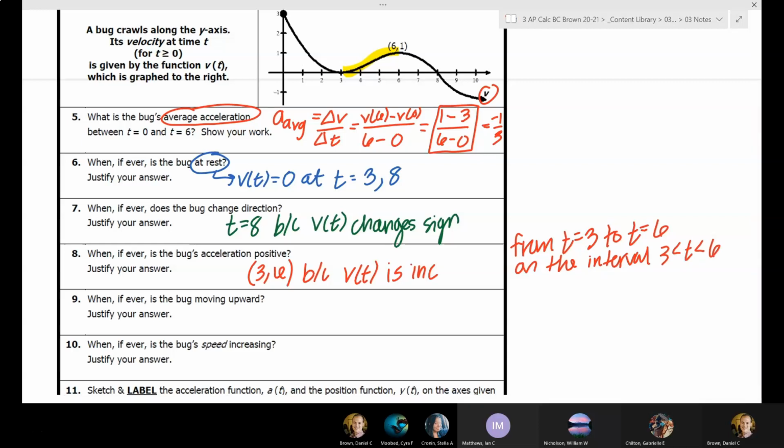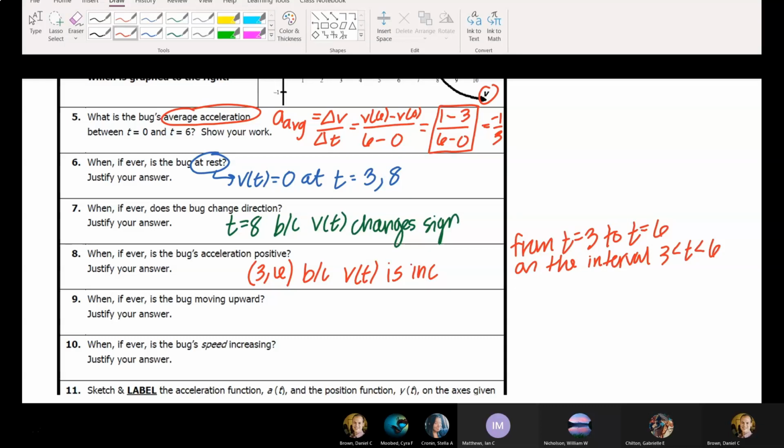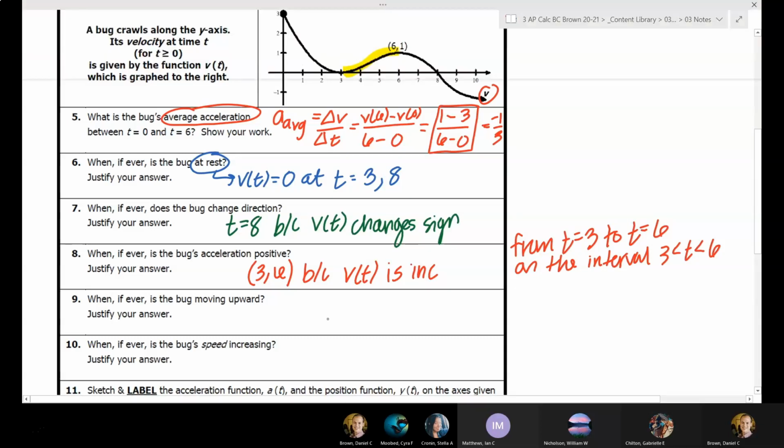Number 9 is when is the bug moving upward? So the bug is moving upward. We know that direction is attached to the sign of velocity. So I'm going to go ahead and do the justification first. It's going to be because the velocity is positive, or greater than 0. Where is the velocity greater than 0? It's on the interval from 0 to 3, and then from 3 to 6.